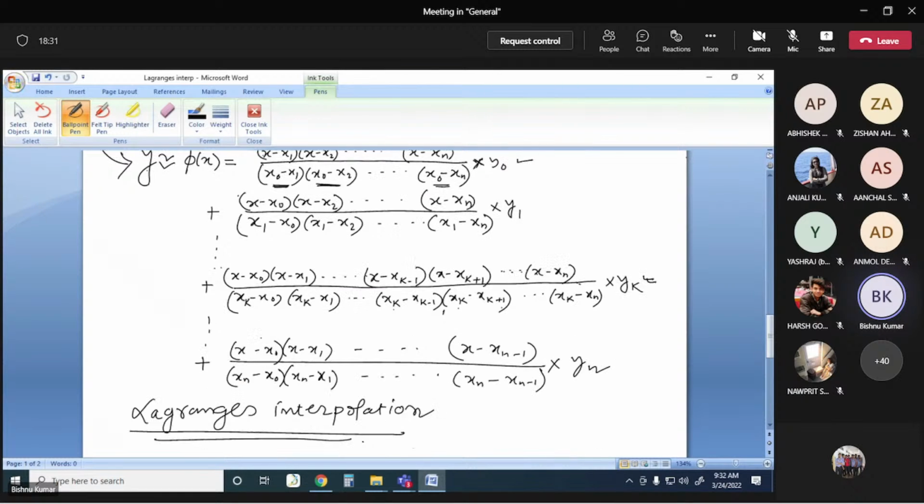In that way, the last term. So if you complete this process, this polynomial y equals f(x) is known as the Lagrange's interpolated polynomial, and the process is Lagrange's interpolation.